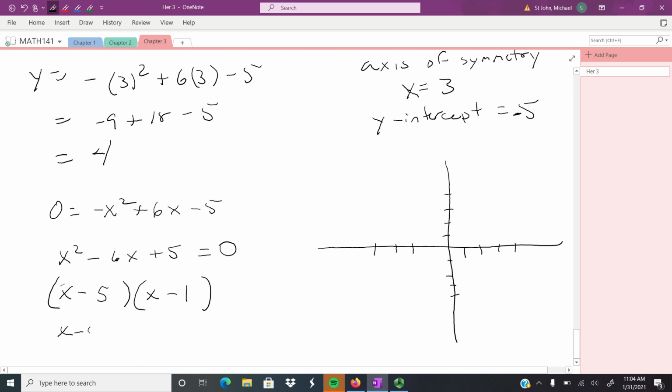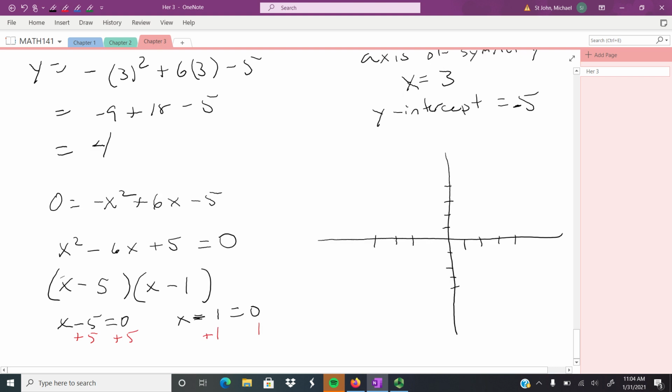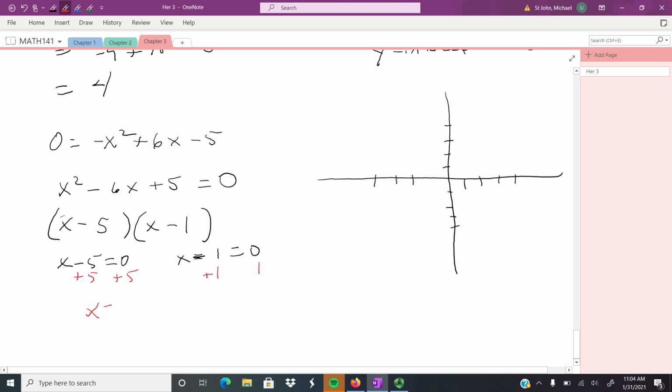X minus 5 equals 0, x minus 1 equals 0. And solve each one of these. Add 5, add 5, add 1, add 1. And so this will give me x equals 5 and x equals 1. That's better. Okay. Now we're in better shape.